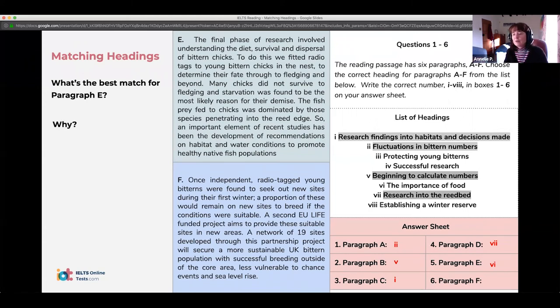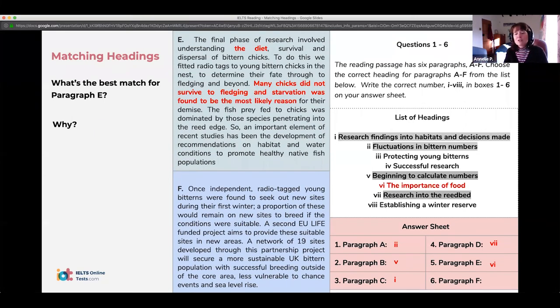So again, their survival. We've got lots of information about diet, we've got starvation, we've got prey, we've got fed, we've got fish. A lot of words related to food there, and you know how important it is. They did not survive. Starvation was the likely reason, so that's the importance. That's where it's more like a paraphrase than exactly a synonym.